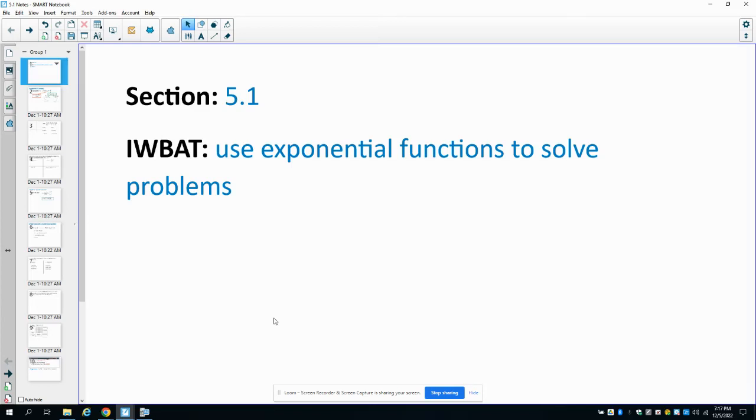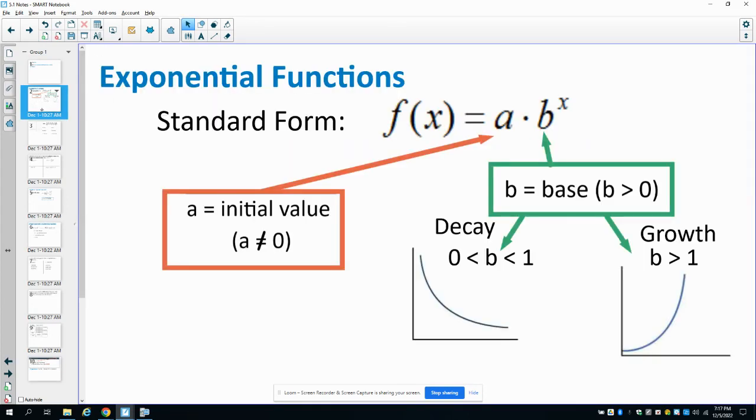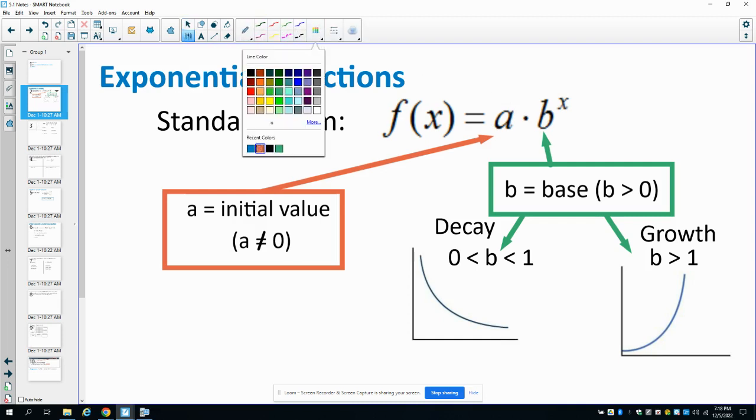In this video, we're going to look at how to write exponential functions and solve some problems involving them. So first off, exponential functions, here's the standard form of the function. So f of x is just equal to a times b to the x, where a here is the initial value. So your initial value can't be 0. But that would be the initial amount of whatever you have.